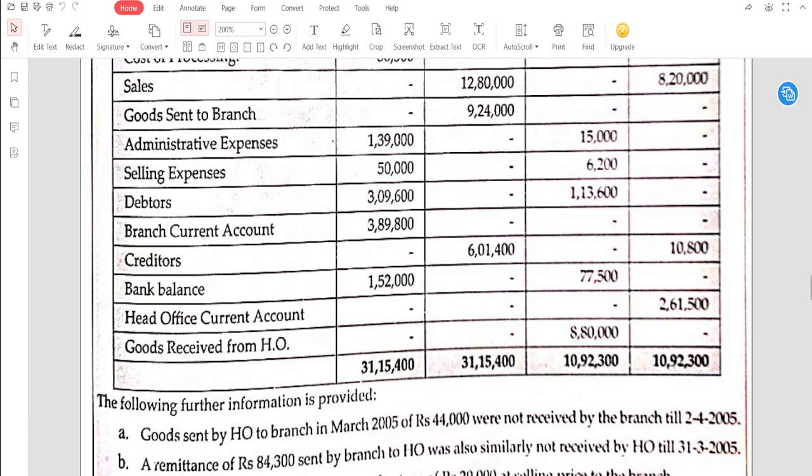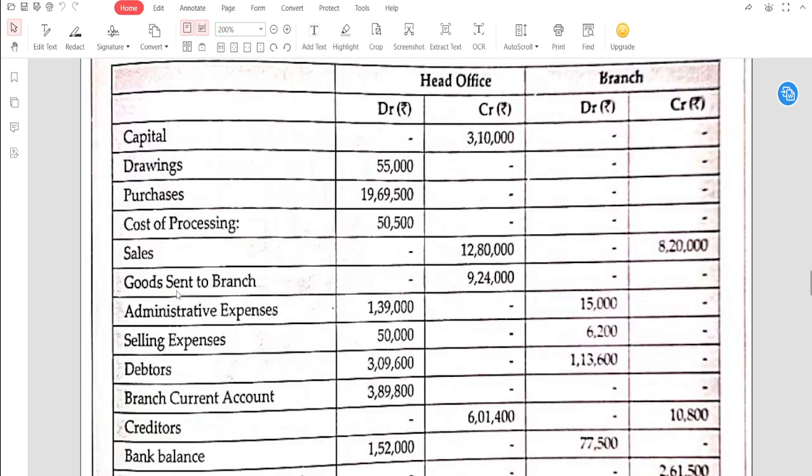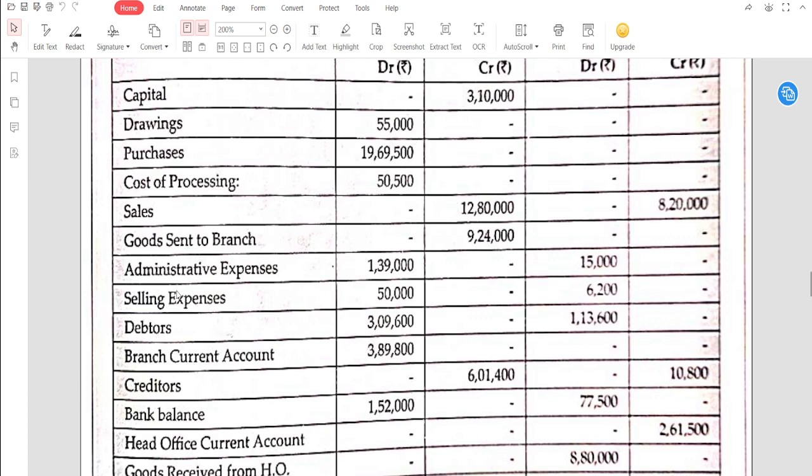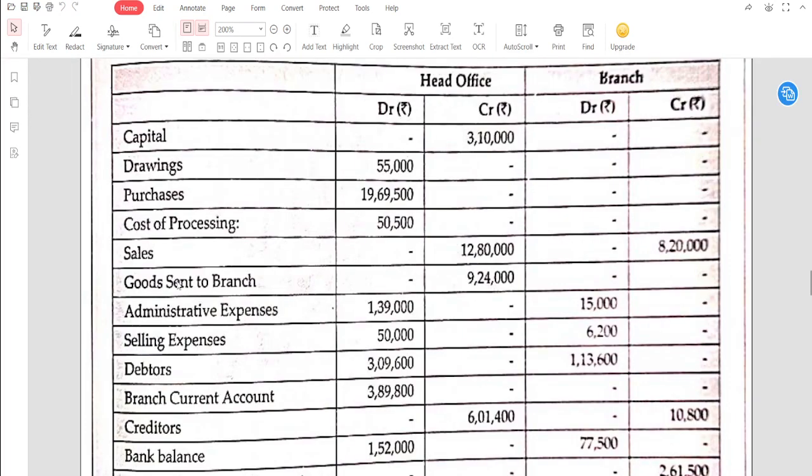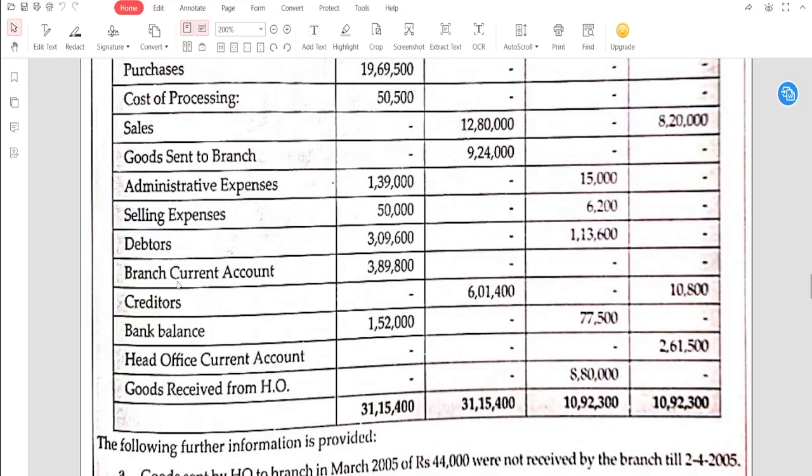Okay, सबसे पहले what we are going to do, और कुछ लेफ्ट है, एक बार देख लेते हैं. हाँ, क्वेश्चन पढ़ के एक बार देख लेते हैं अच्छी तरह, क्या क्या लेफ्ट है हम लोग के पास. We have plotted capital, drawings, purchase, cost of purchasing, sales, goods sent to branch, admin expense done, selling expense done, debtors done, branch current account was still not done, creditors done, bank balance. Oh, bank balance is pending. So please plot bank balance.